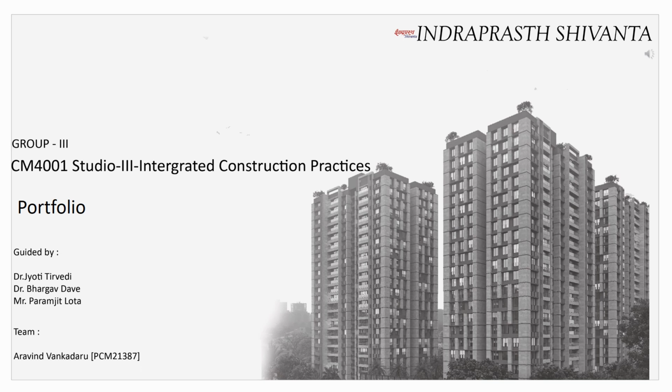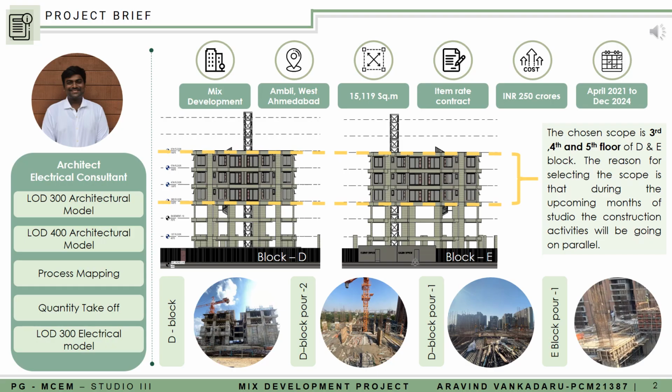As part of the studio integrated construction practices, we are looking at a mixed development project. This project is located at Ambli, West Ahmedabad. It covers an area of approximately 15,200 square meters. The project contract type is item rate, and the approximate cost of this project is around 250 crore.